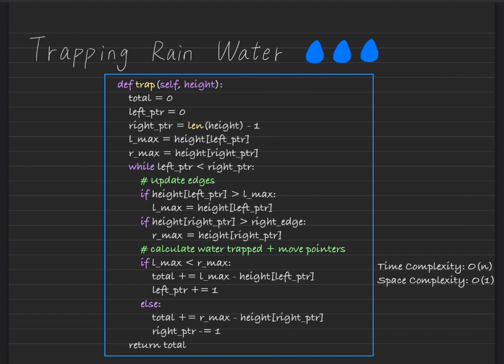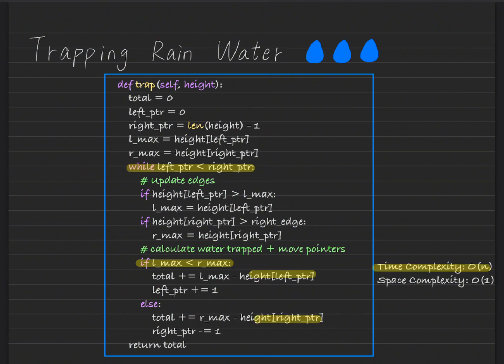Now let's translate this into code. This is the pseudocode in Python. The stopping condition is when the left pointer and right pointer meet in the middle. But before then, at each step, we need to update the left max and right max. And based on which one is bigger, we update either the left pointer or right pointer and move them forward.